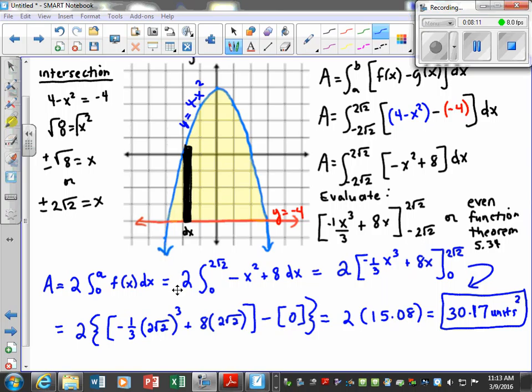Okay, so we evaluate 0 to 2 square root of 2. So remember, I'm just going to do this half and multiply that times 2. So if you'll just pause it, you can check through that. Now the advantage to this is my evaluations are going to be a lot easier because I have a 0 involved, so it probably cuts down about half of the work. But either one should work and be consistent, so hopefully you got that.